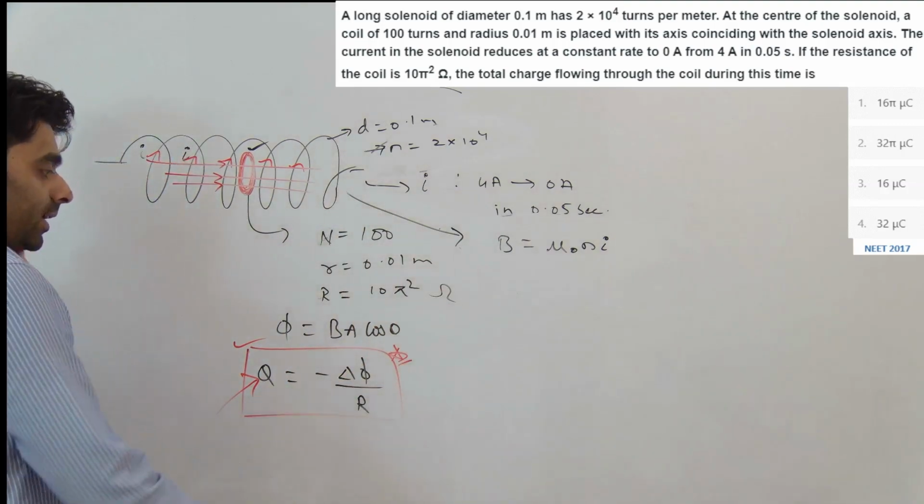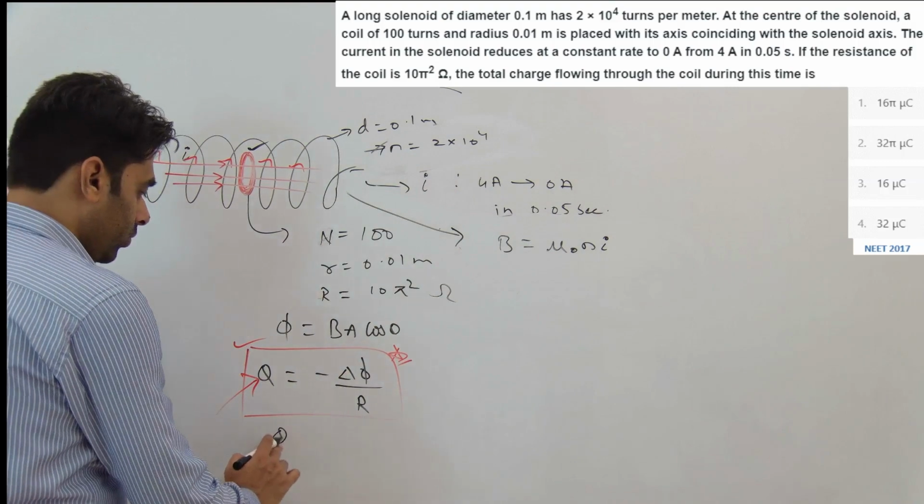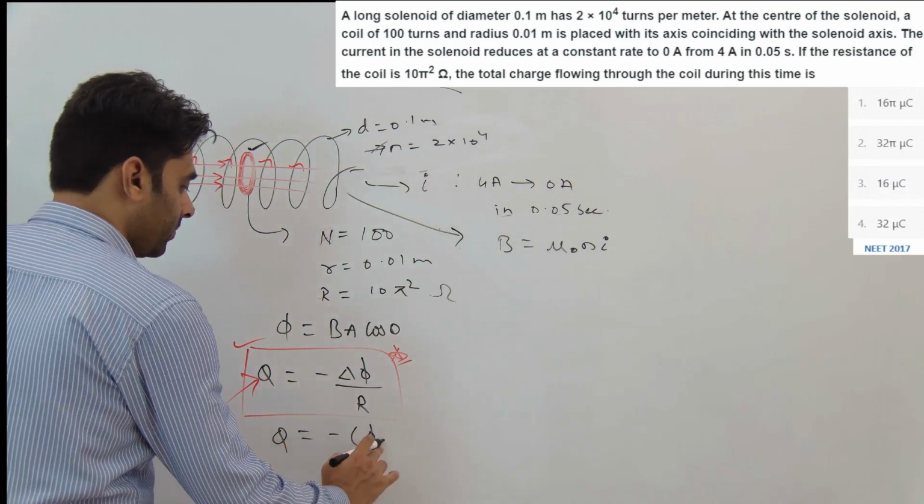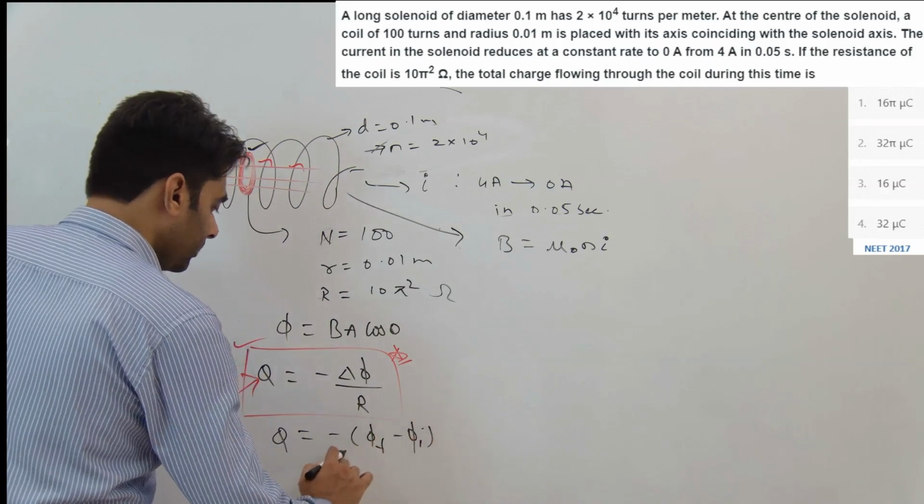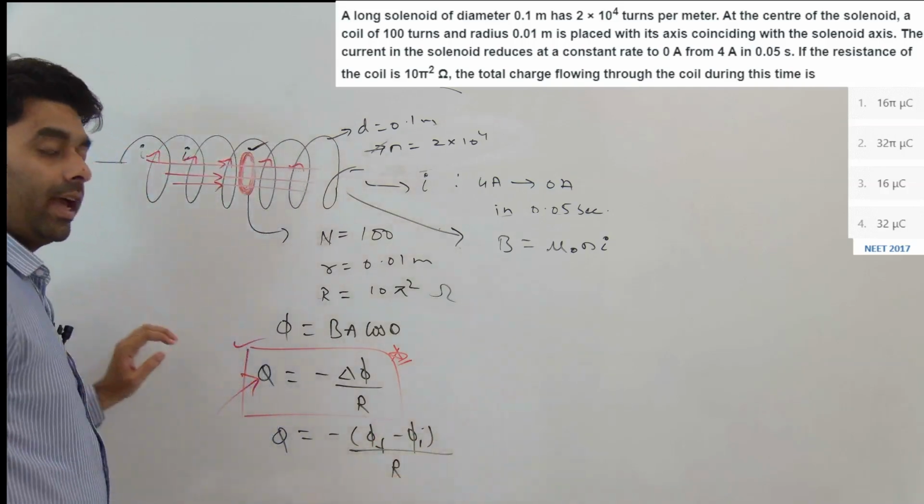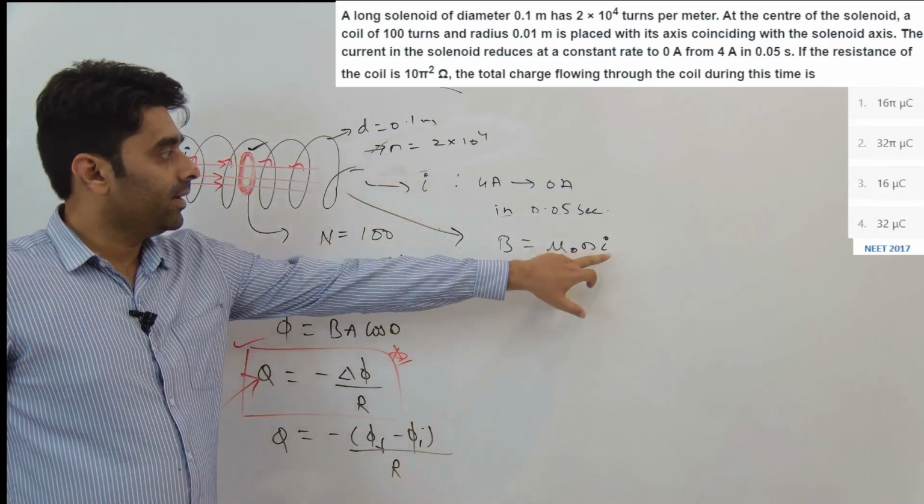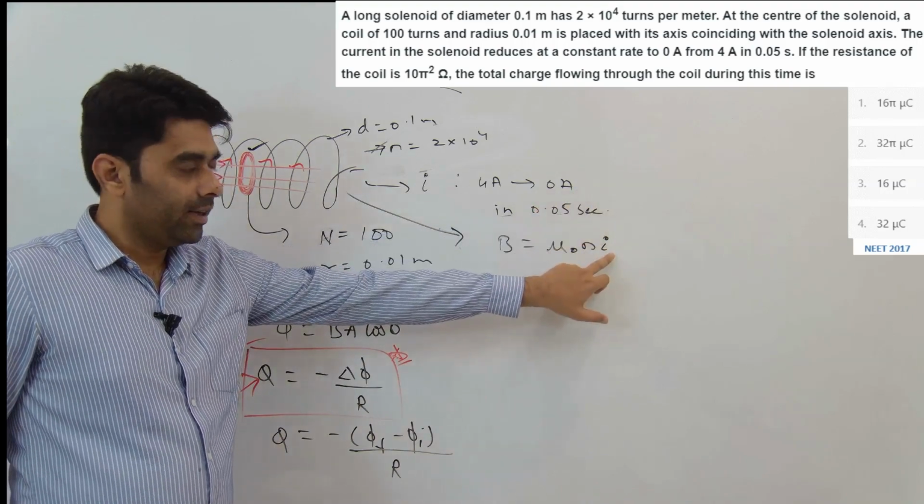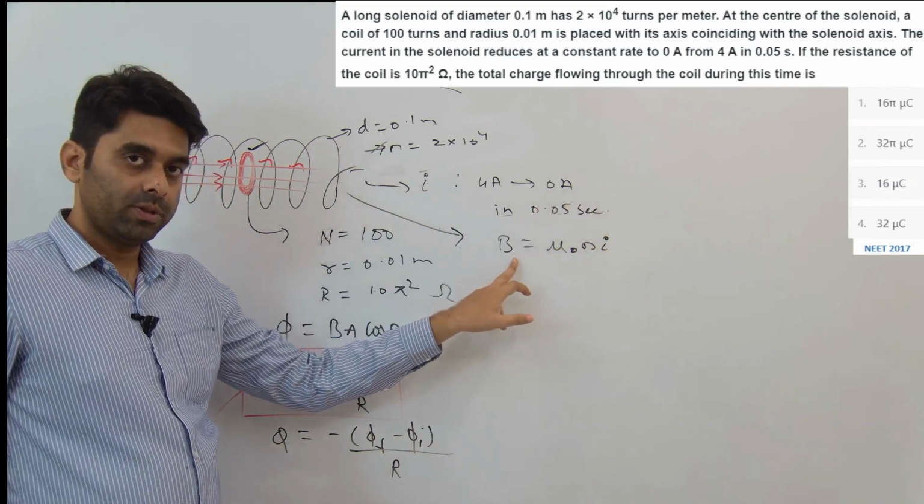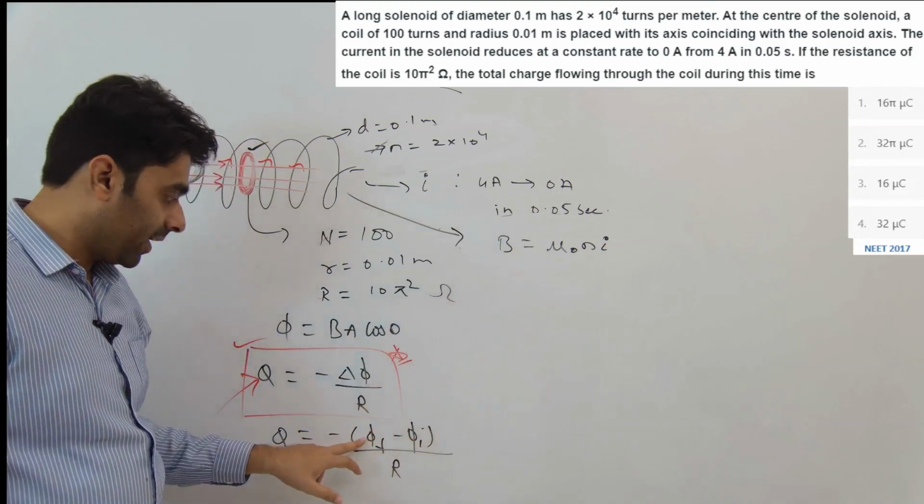Now, minus delta phi by R. Let us substitute. Q is equal to minus delta phi, that means phi final minus phi initial divided by resistance. As you can see, finally the current is becoming 0 ampere. If current is 0, magnetic field will also be 0. If magnetic field is 0, phi will be 0.